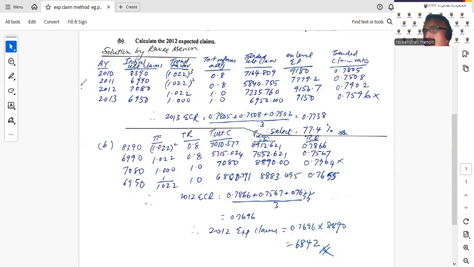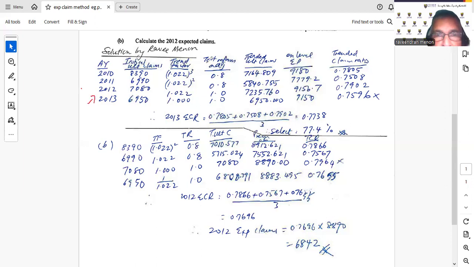Well, you just have to repeat the process, except that now you can save some time, because we can use the idea of relativities. And then you set the base to 2012. How do you do that? Look at the data. Now, let me use my pen.